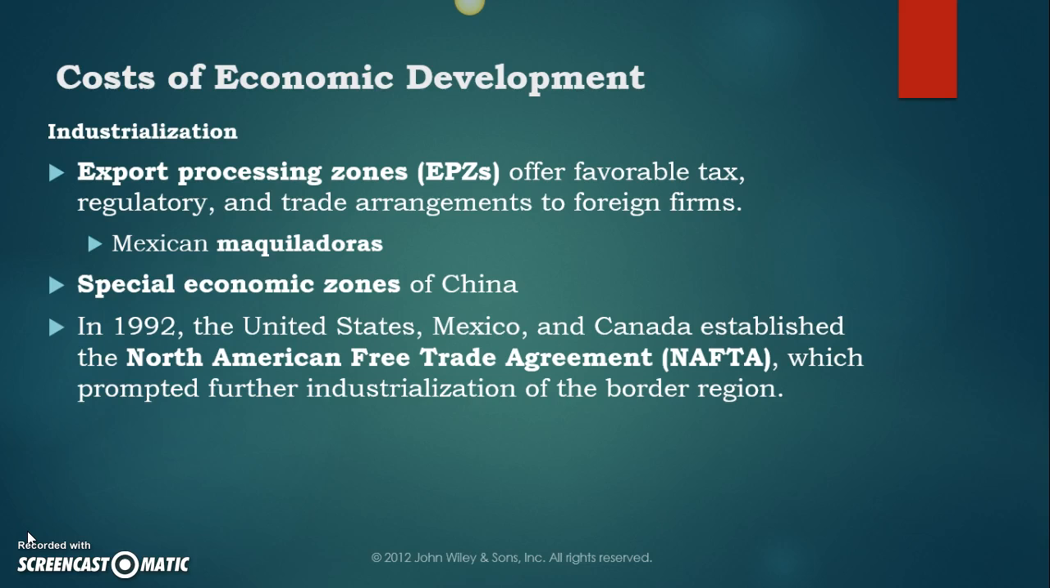When we talk about costs of economic development, then we can start to talk about how countries industrialize, right? And so there's a few ways that companies tend to do this, right? So they do export processing zones, which is really just a place that offers favorable tax, regulatory, and trade arrangements specifically to foreign firms. So these are places where they manufacture things for foreign firms, and with the goal that they're going to export them, right?